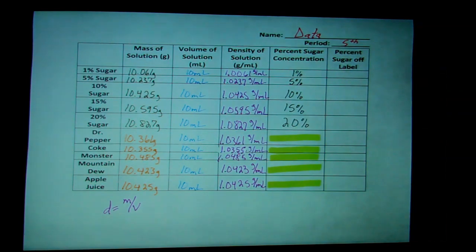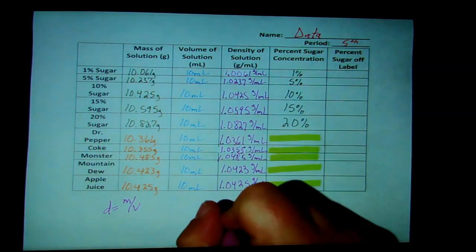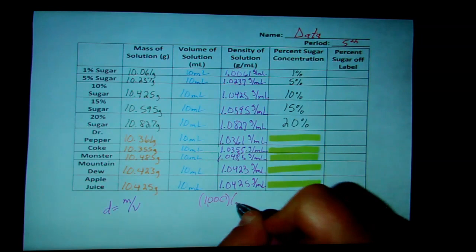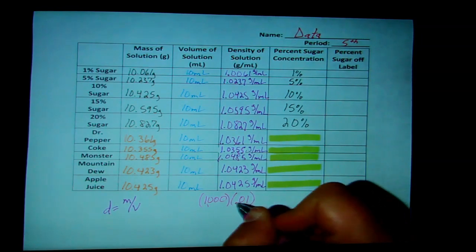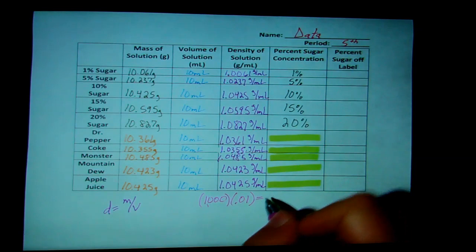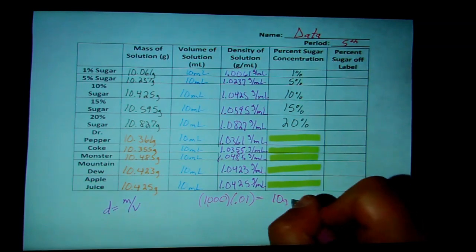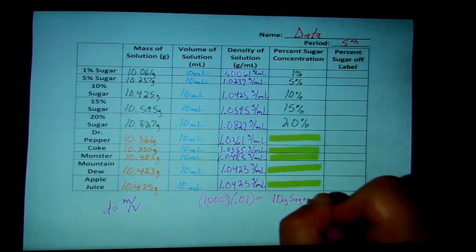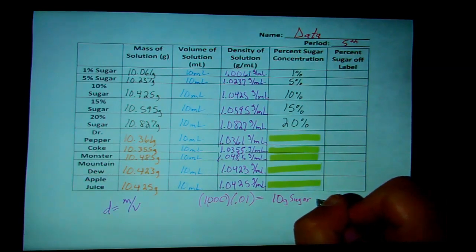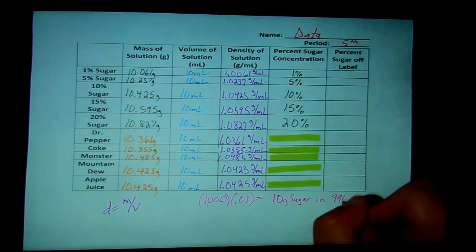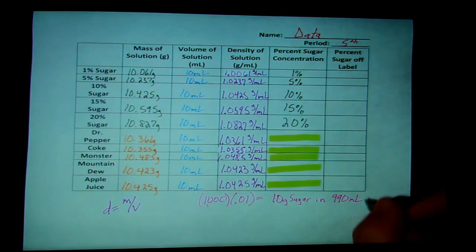I did this all based off of 1,000 milliliters. So I took 1,000, and then I looked at it and said, what is 0.01 of that? Because that's 1%. And I found that to be 10. Whenever you do that, that's the mass of 10 grams of sugar. And that's what goes in 990 milliliters of H2O.